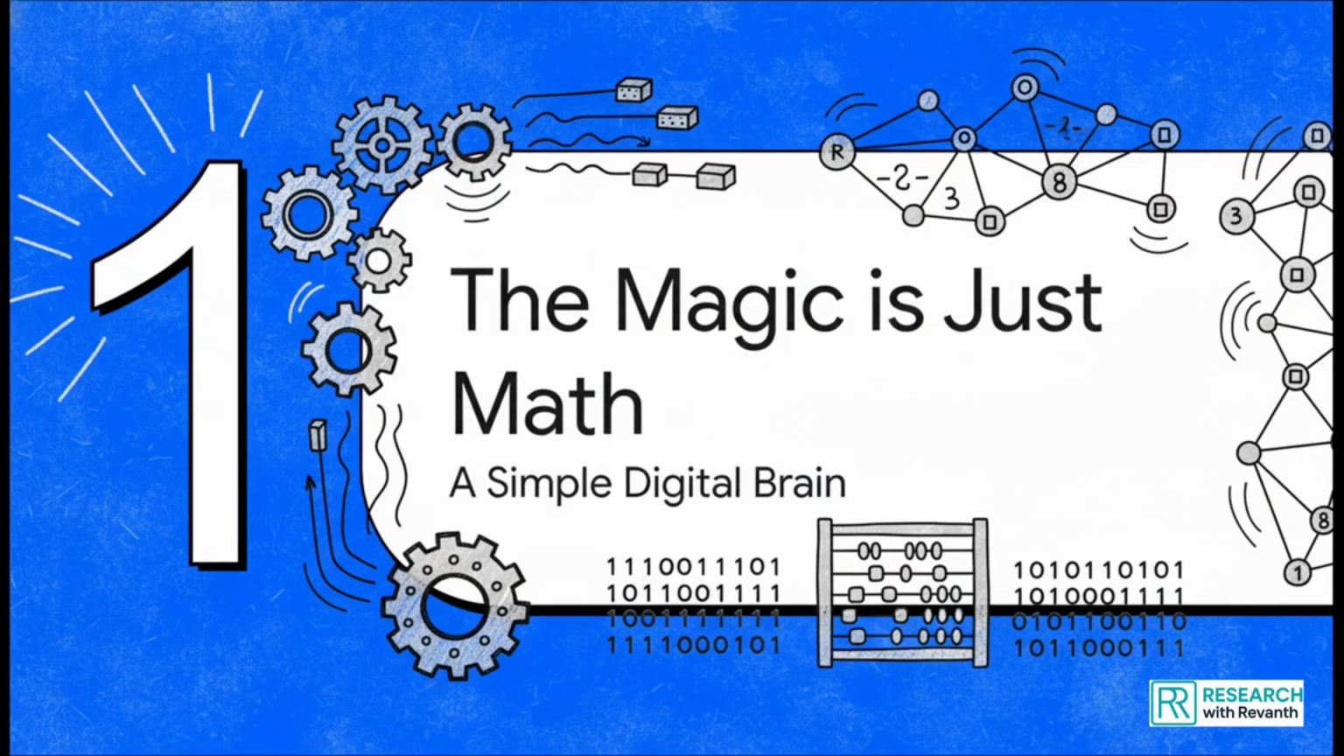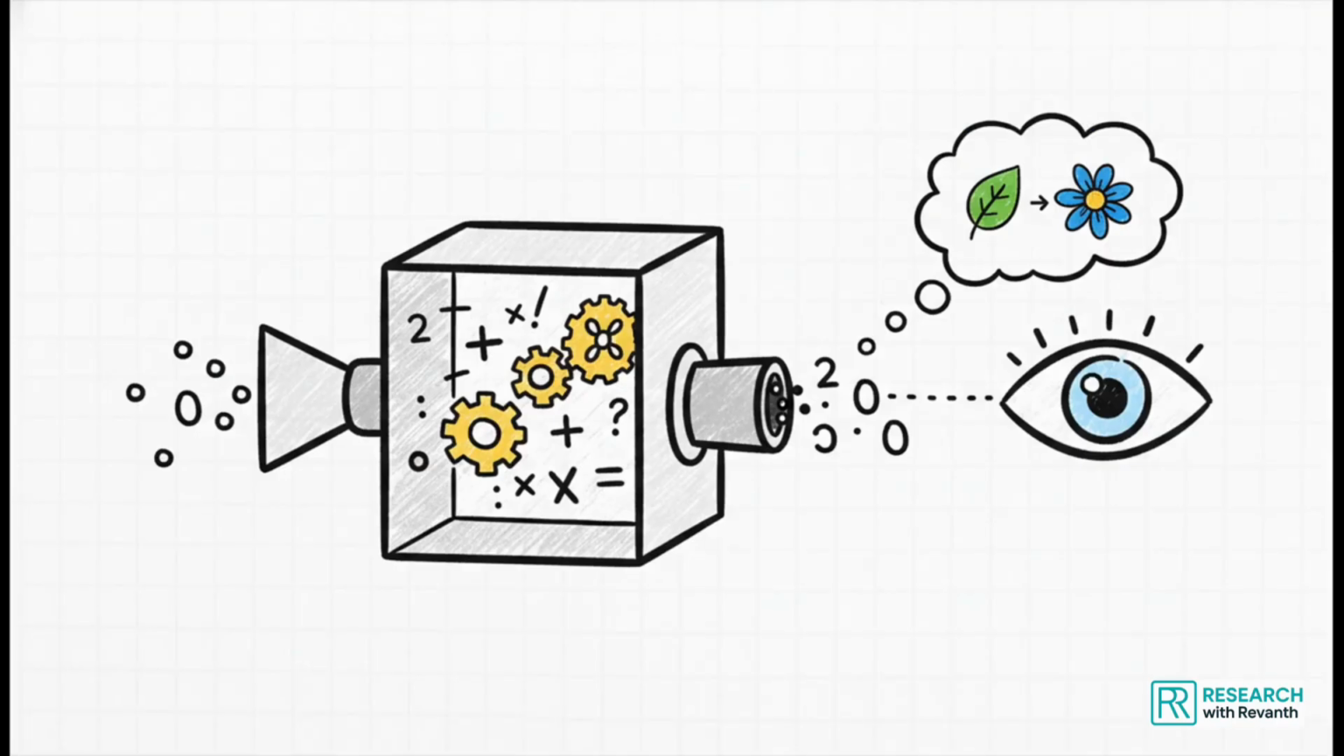Okay, first up, the magic is just math. We've got to start here, because before we get to the large part of LLMs, we need to get our heads around the basic building block. And spoiler alert, it's not some kind of thinking, conscious entity. It's really just a digital brain that only understands one thing: numbers. Okay, if you remember one thing from this whole explainer, make it this. A neural network is basically a glorified calculator. That's it. It only eats numbers, and it only spits out numbers. The whole trick, the art of it, is how we, the humans, decide what those numbers actually mean.